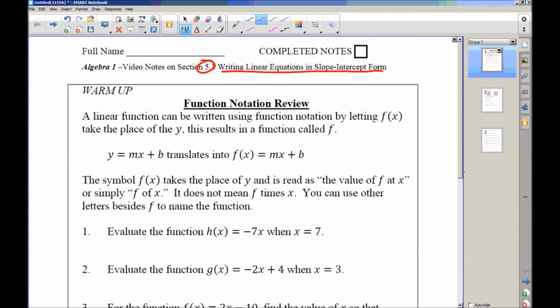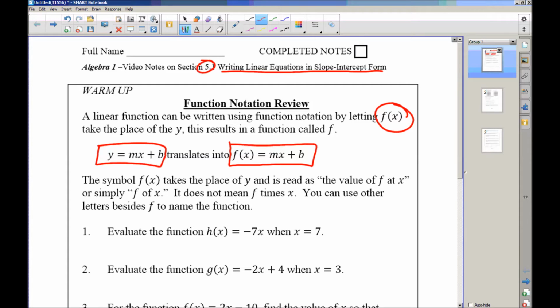All right, so for our warm-up, we have a review on function notation. We've done a little bit of this in class already, but we're just going to remind you what you've learned. A linear function can be written using function notation by letting f of x take the place of y. This results in a function called f. So y equals mx plus b could be translated into f of x equals mx plus b.